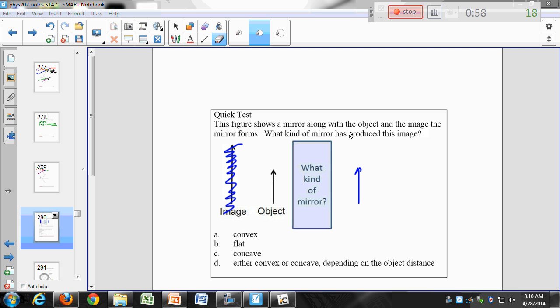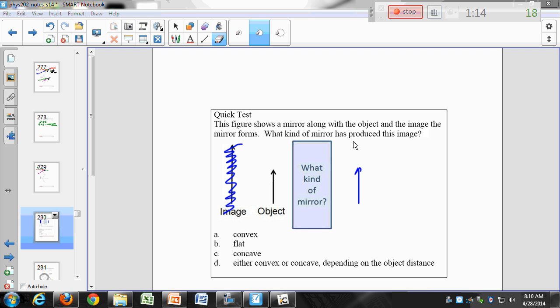So for our convex mirror, that image that we draw is not the real image? That's not a real image. That's a virtual image. Right, a convex mirror is not real. Now with lenses, it's going to be a little bit different. It's going to be sort of the opposite of that.